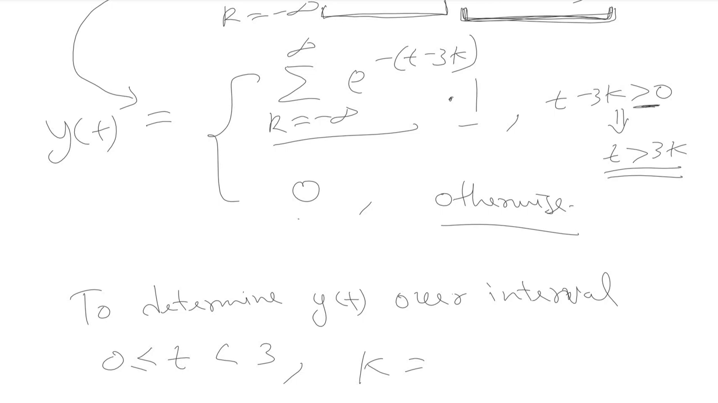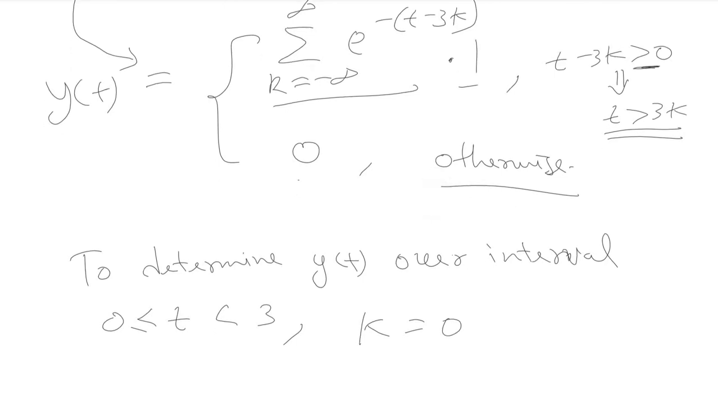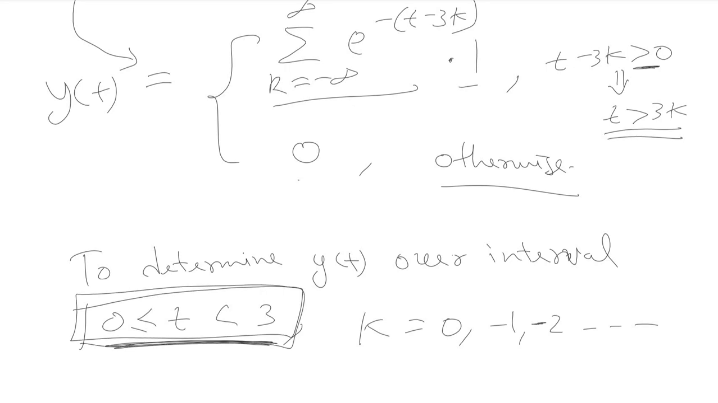The value of k can be 0, or minus 1, minus 2, and so on. If you put the value 0 over here, t will be greater than 0, and that lies in the given range, which is 0 to 3. This is the given range. We need to find the expression of y(t) in this range only. And if the value of k is minus 1, then t will be greater than minus 3.